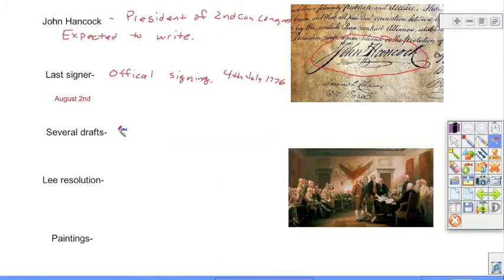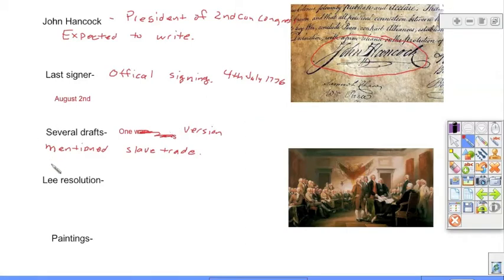One version mentioned the slave trade, but they didn't really want to offend their Southern brothers who had slavery, so Jefferson was convinced to take this mention of the slave trade out. And so if you look in your book at the copy of the Declaration of Independence, you'll see that there are parts crossed out and revised, and it actually went through several drafts.